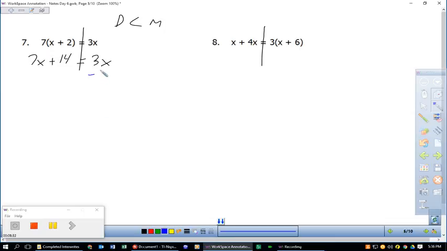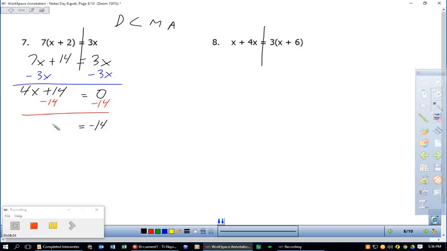I'm going to go ahead and subtract 3x. Just notice 3x minus 3x is 0. So now I have 4x plus 14. I can add, subtract. Subtract 14 in this case. Negative 14 on the right. 4x on the left. Dividing by 4, because that is our last step, multiply or divide, and we get x equals negative 7 over 2.